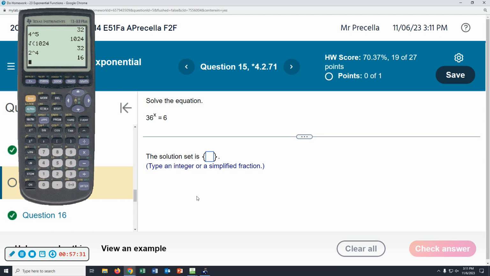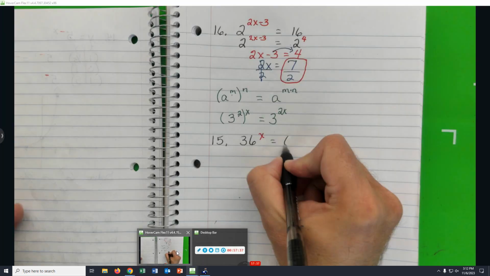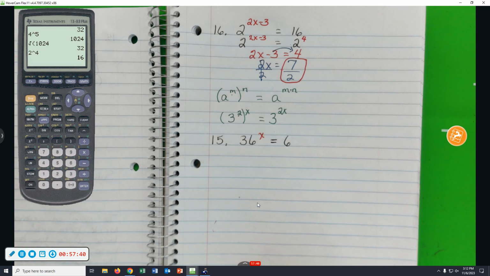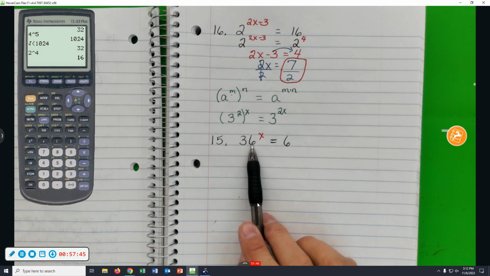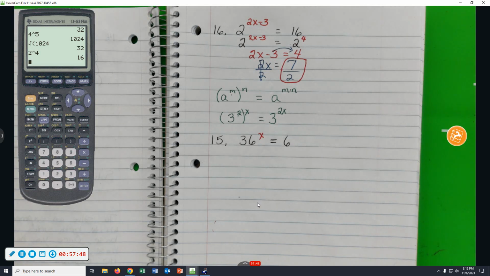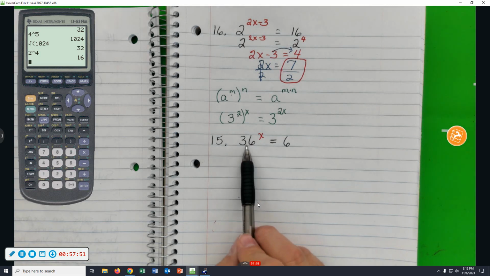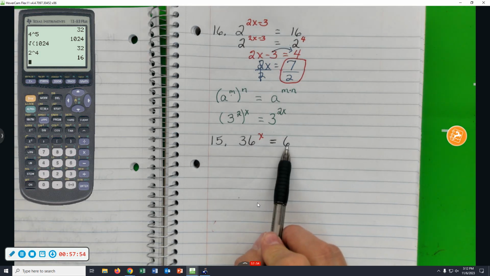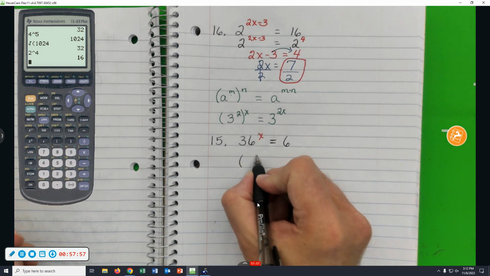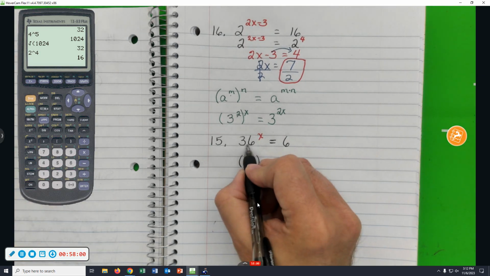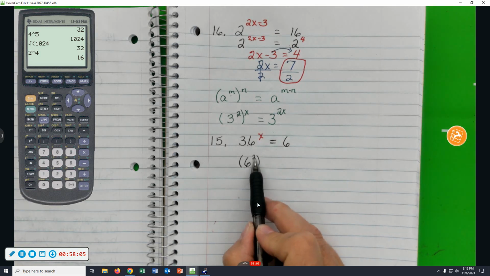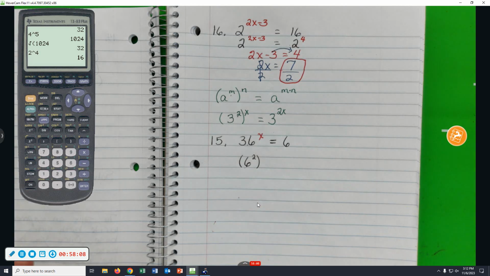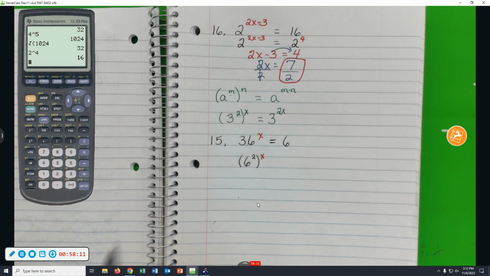36 to the x equals 6. Well, this is our small base. This is the bigger base. What common base could we use? Well, can I rewrite 36 with a 6 as its base? How many 6's would I need to multiply together to get 36? 2. So we'd have 6 squared, that's the 36, raised to the x power.